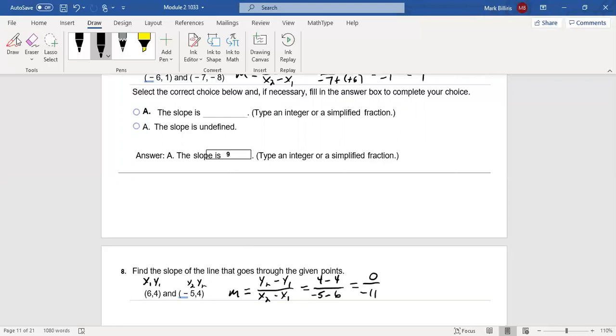And remember, 0 in the numerator means your slope would be 0. Remember, when you write in your answer, 0 over -11 simplified is simply 0. You wouldn't have the -11 in the denominator for your answer.